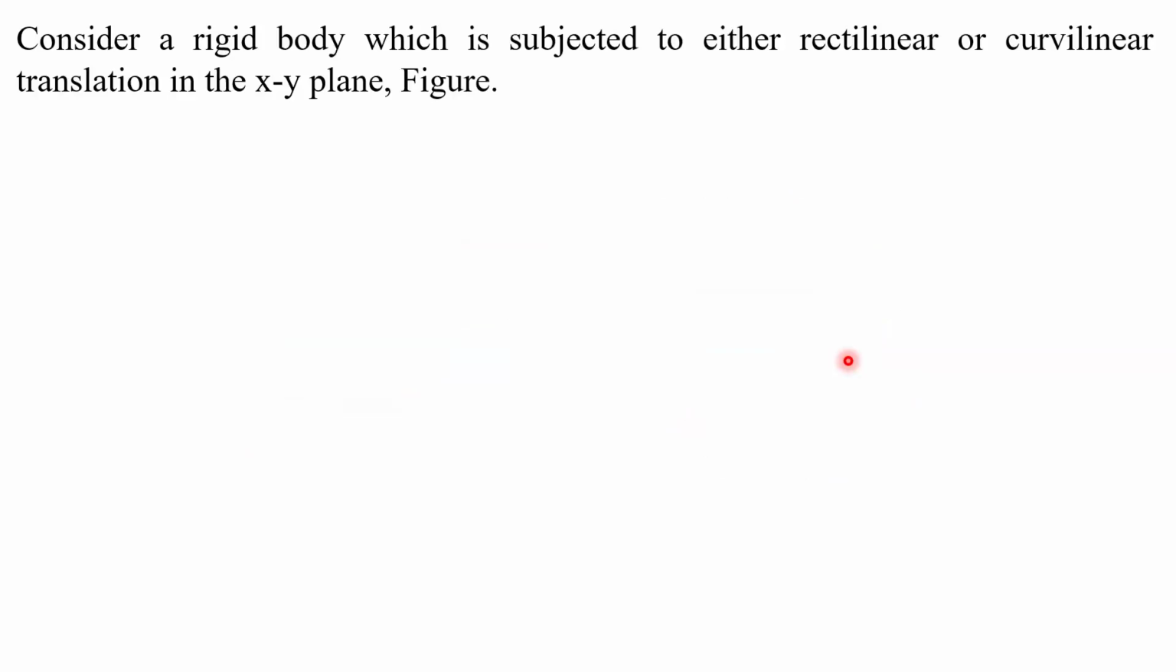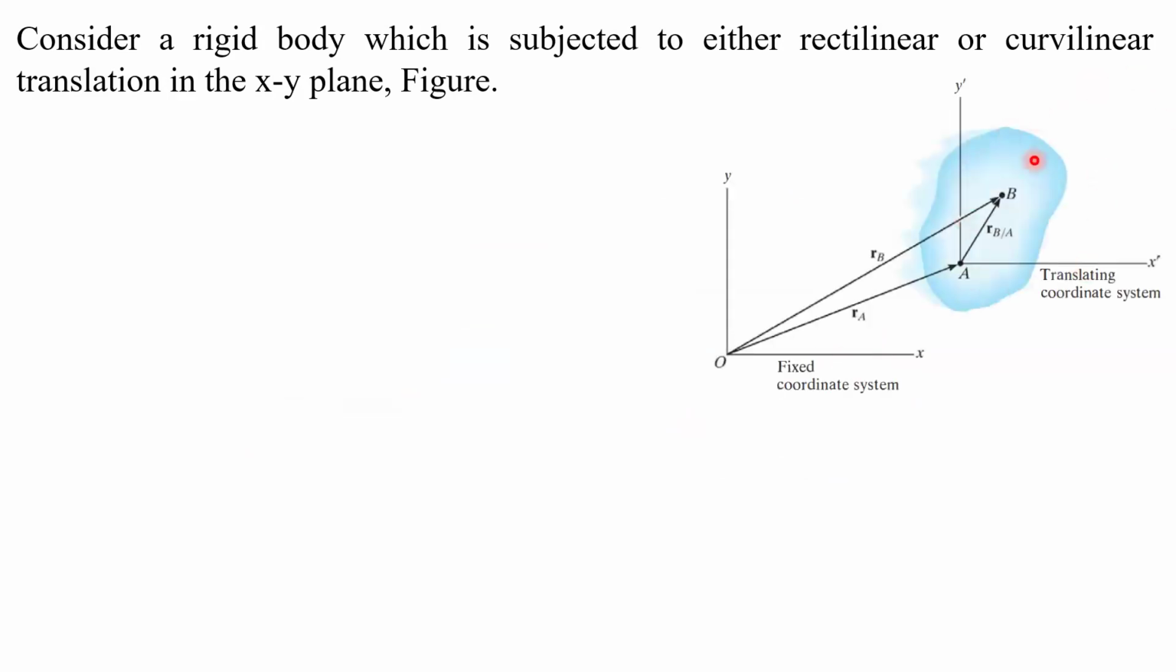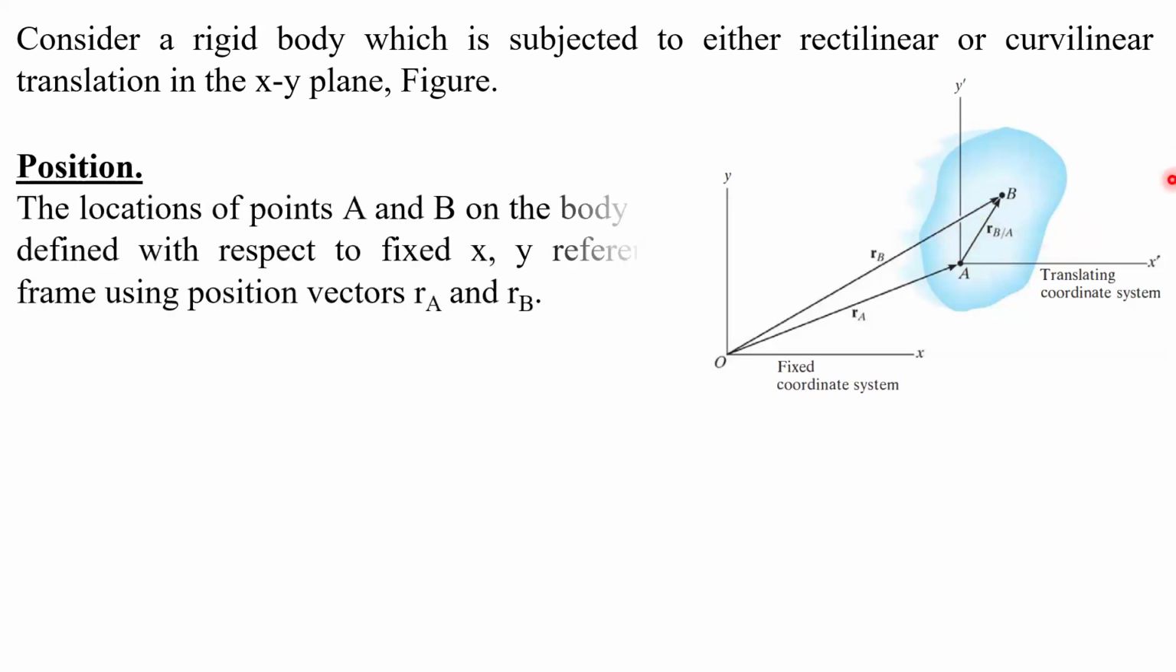So consider a rigid body which is subjected to either rectilinear or curvilinear translation in the XY plane, as shown in the figure. This is the body. So it is observing either rectilinear or curvilinear translation. So the locations of points A and B on the body are defined with respect to the fixed axes X and Y. These are the fixed axes.